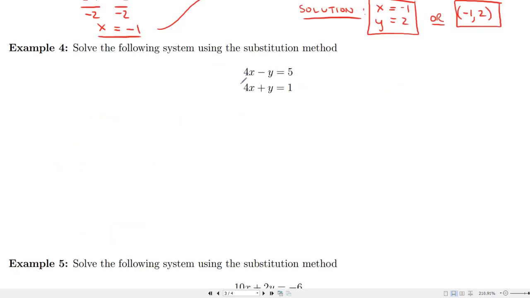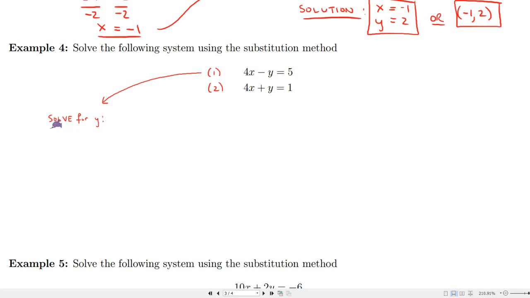So let's solve another one. Using the substitution method, here we have equation 1 is 4x minus y equals 5, and the next one is 4x plus y equals 1. So neither of the variables is already isolated, so it doesn't matter which equation you start with, but let's solve for one of these variables. Now in this first equation, it looks like it's going to be easier to solve for y because the coefficient is not a 4. So let's solve for y.